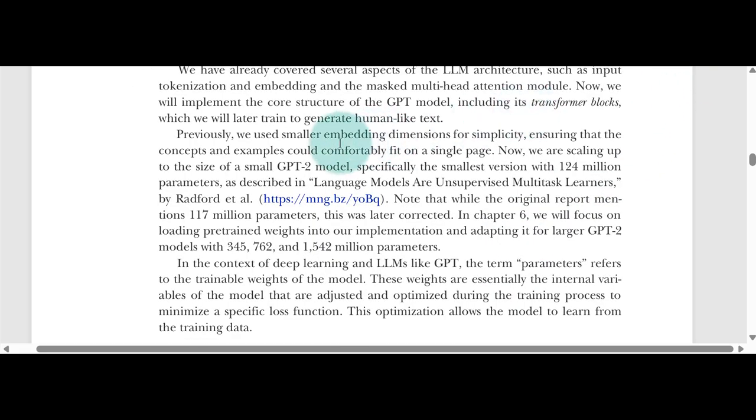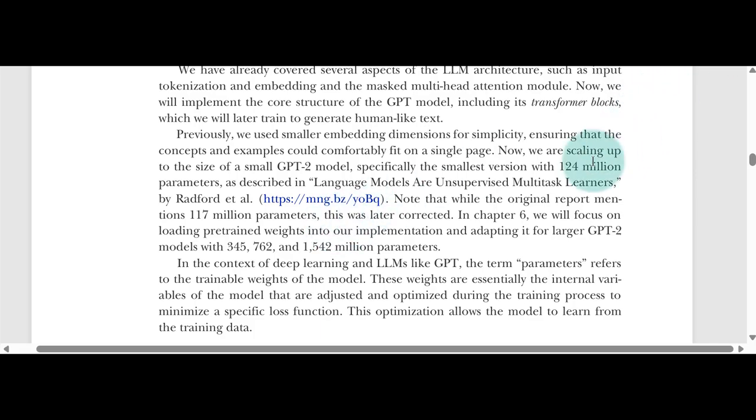So in chapter 3 we used smaller embeddings. I think we used like 2 dimensions or 3 dimensions, but that was for simplicity, just so that everything would fit on a page in this book. But now he wants to do something more realistic, and he's going to have 124 million parameters here. And that's going to be as described in "Language Models are Unsupervised Multitask Learners" by Radford et al. So we could check that paper, but I won't do it. He does say that in the paper they mention this number of parameters, but it was corrected later.